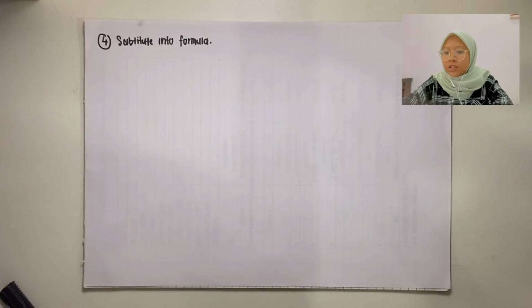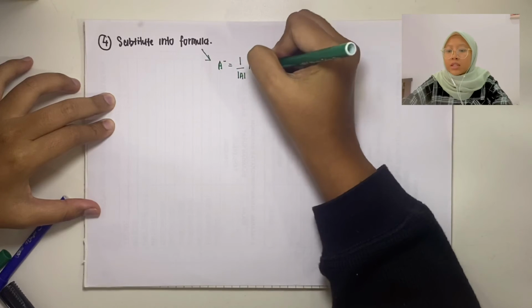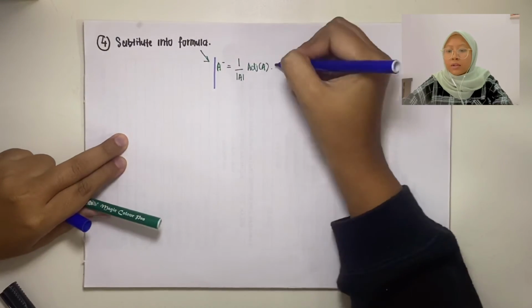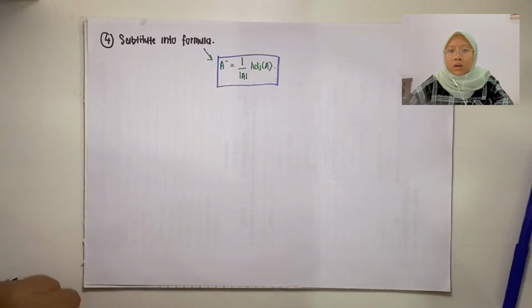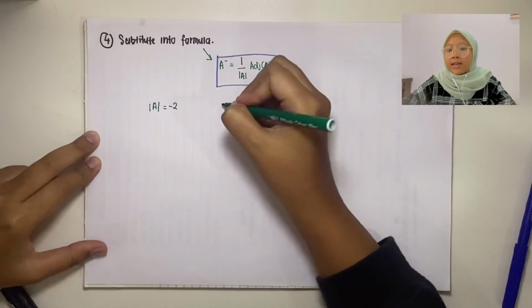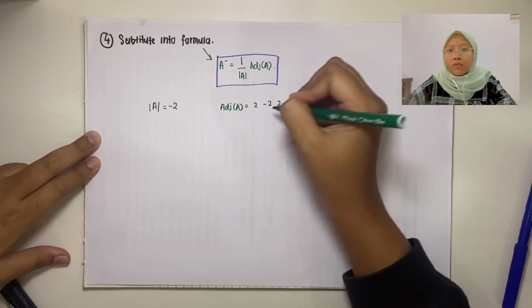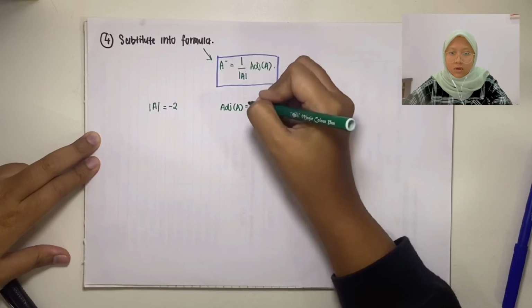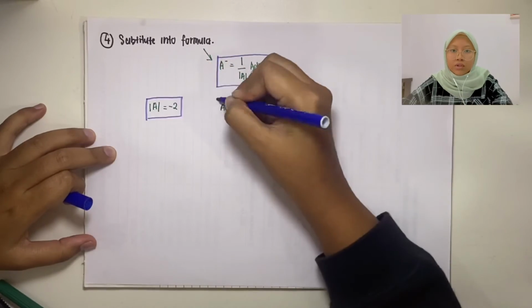Next, let's proceed to our last step, which is substitute into the formula. The formula of inverse matrix is A inverse equal to 1 over determinant of A multiplied by adjoint A. So our determinant of A is negative 2 and adjoint A is equal to 2, negative 2, 2, negative 4, 4, negative 2, 4, negative 5, 2. So this is our determinant of A and adjoint A.